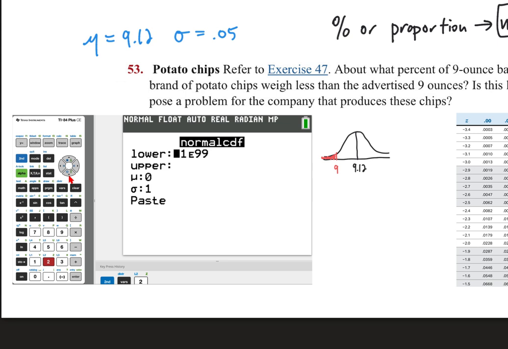But notice that we're going to the left forever, so there is no lower value, because this goes on forever. So just pick a big lower value. A lot of times the calculator defaults to -1 E 99, so that's -1 times 10 to the 99th, some huge negative number. So put that for the lower, and then the upper is our value, 9. And then we'll put the mean and standard deviation of this distribution in there.